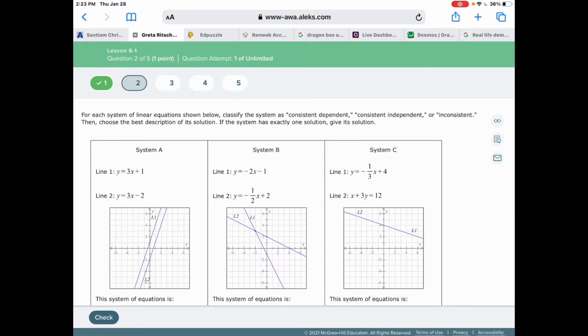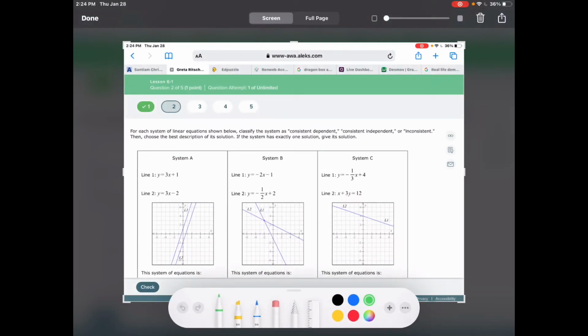For number 2, for each system of linear equations shown below, classify the system as consistent and dependent, consistent independent, or inconsistent. In system A, we can see that the two lines are parallel. They will never cross, so there are no solutions. We call that inconsistent. In system B, we see that the two lines cross in one place. There are solutions, so we call that consistent. And because there's one solution, we call that independent.